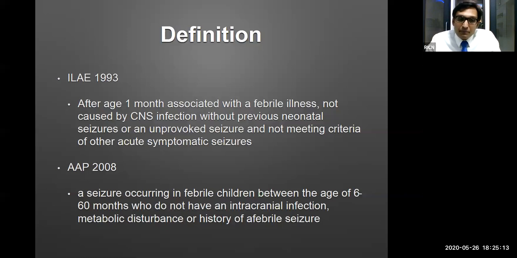On the other hand, AAP in 2008 has given a slightly different definition, and they use the age group between 6 and 60 months who do not have an intracranial infection. So you see the emphasis. As a differential diagnosis of febrile seizures, a child could clearly have a CNS infection, and that has to be looked into, or a metabolic disturbance, or a previous history of an afebrile seizure, because it could be that this seizure has been triggered by a fever rather than being a true febrile seizure. So that's in the differential.